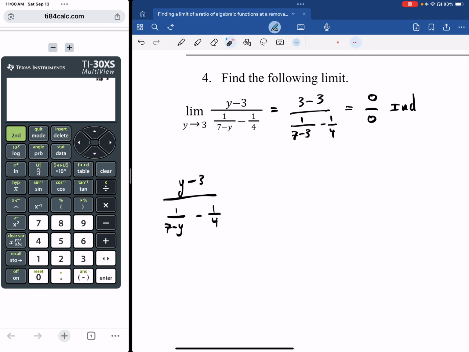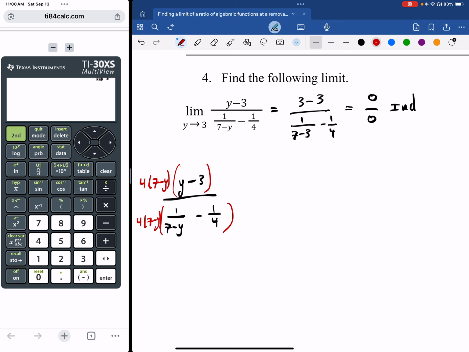Again, we have fractions over fractions. What's the way of taking care of that? The way of taking care of it is by looking at any term that has a denominator. So one of the denominators is 7 minus y, one of the denominators is 4. So that least common denominator is going to be both of those factors. It's going to be a 4 and a 7 minus y. So I'm going to multiply everything times a 4 and a 7 minus y.